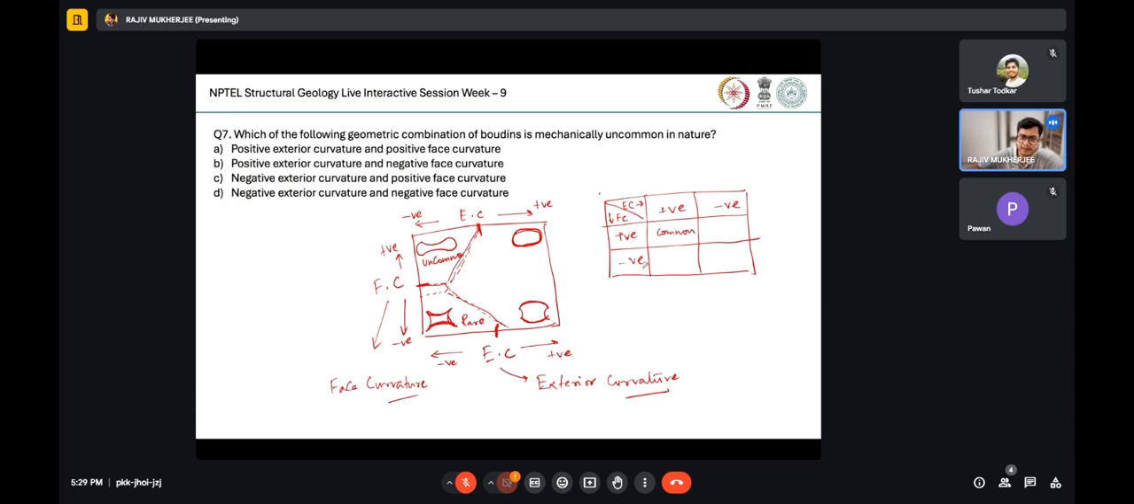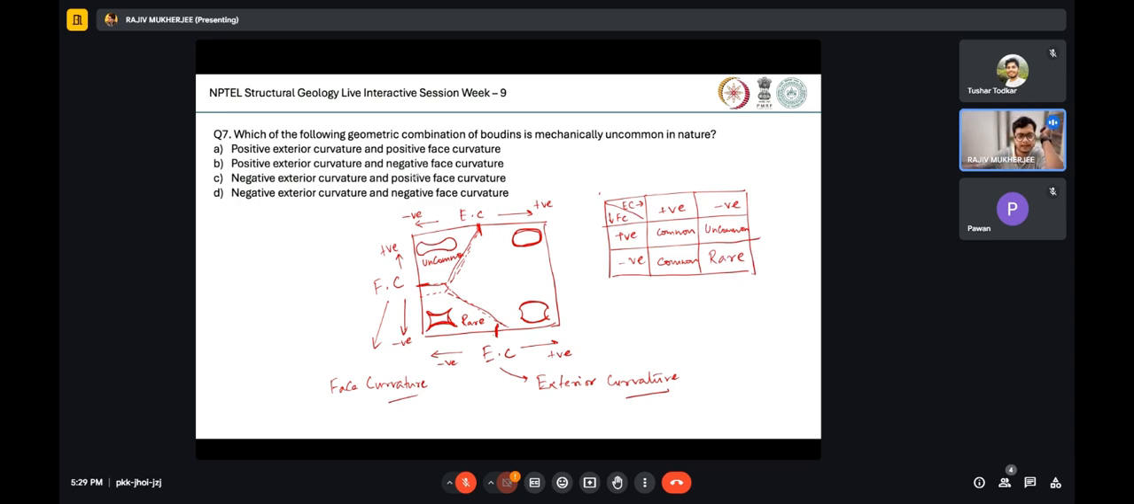Negative phase curvature but positive exterior curvature is also common. Positive phase curvature but negative exterior curvature is uncommon. And negative phase curvature with negative exterior curvature is rare. So this is how I remember the classification diagram.